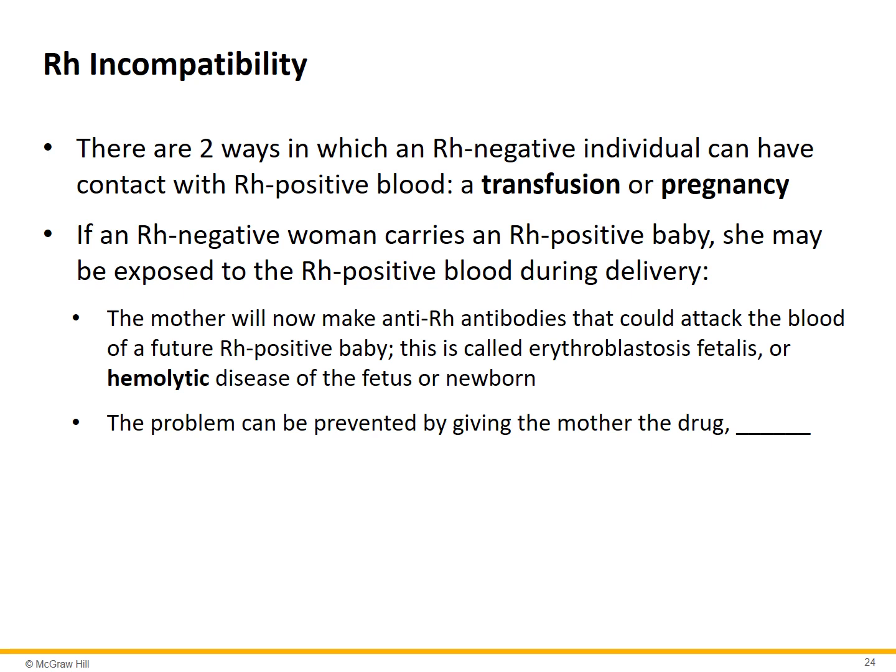This problem can be solved by giving the mother a drug. It's not on there, but it's called RhoGAM, capital R, H-O, capital G-A-M, and this just prevents the production of Rh antibodies. An Rh negative mother, you can't say for certain she's never been exposed to Rh positive blood. So what you do, about halfway through the pregnancy and then upon birth, is give an injection of this medication that prevents the production of Rh antibodies.